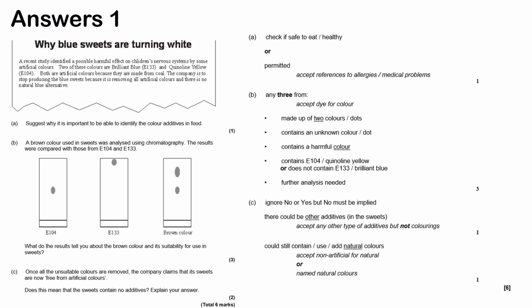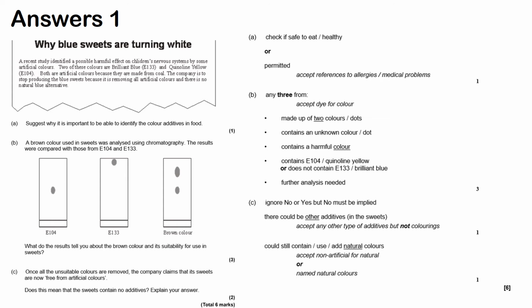Okay, so let's have a look at the answers for question number 1. So the question was, a recent study identified a possible harmful effect on children's nervous systems by some artificial colours. 2 of these colours are brilliant blue, which is E133, and quinoline yellow, which is E104. Both are artificial colours because they're made from coal. The company is to stop producing the blue sweets because it's removing all artificial colours and there is no natural blue alternative. So question A, suggest why it's important to be able to identify the colour additives in food.